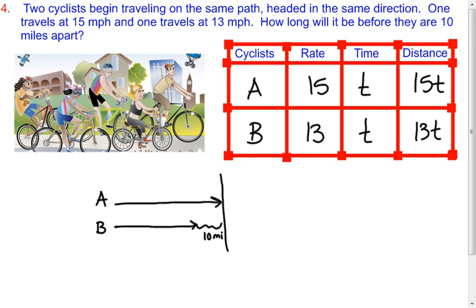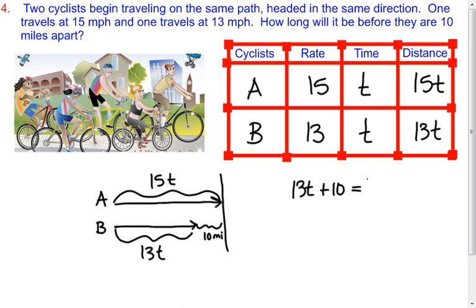Okay, I don't know this distance either, except for that it's 15t. And I know that this distance is 13t. Okay, so you can do a couple different things. You can take the 13t plus the 10 miles and set that equal to 15t. Or you could take 15t minus the 13t and set that equal to 10. It really doesn't matter. So if I look at my picture, it might be easier to picture how 13t plus 10 miles has to equal 15t.